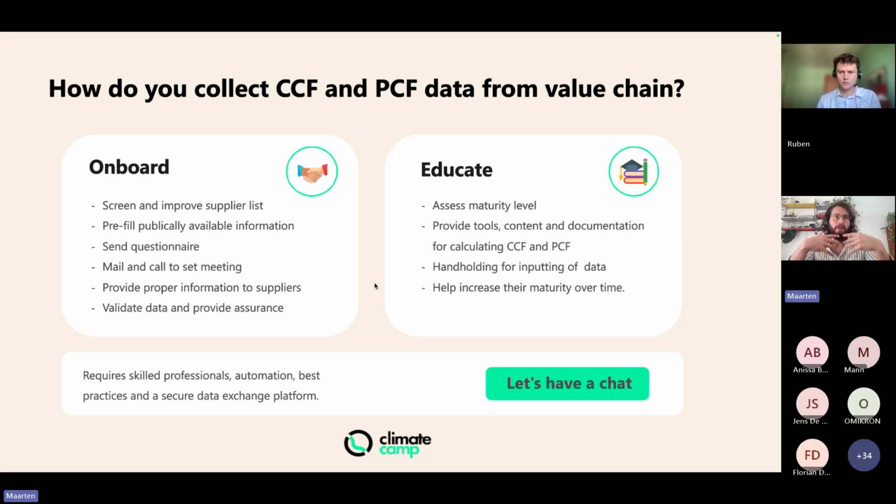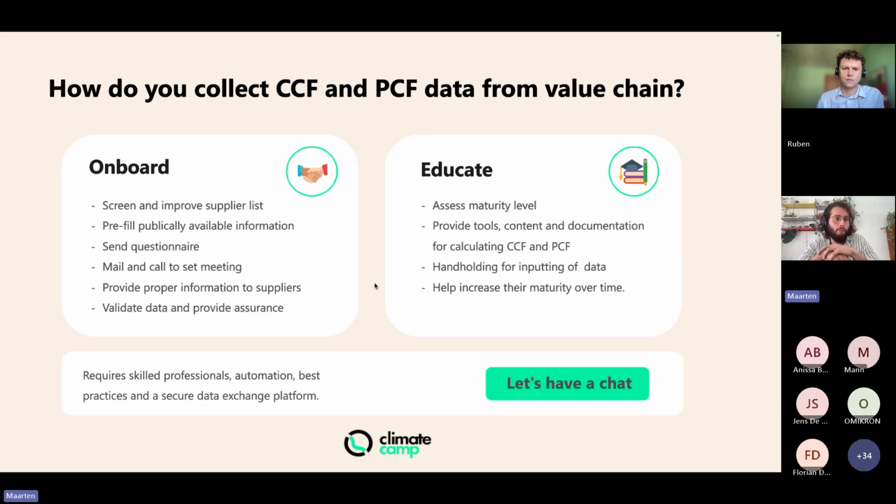Now, when we do collecting of CCF and PCF data, it's not just sending a questionnaire and people will fill it in and the problem is solved. We would like to think that that is how it is done. But if that were the case, then we wouldn't need to spend so much effort in collecting this data. Now, when you try to talk to your value chain, and especially your suppliers, there are two main steps which we at ClimateCamp often go through to help them deliver this data.